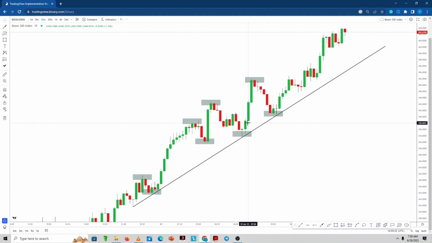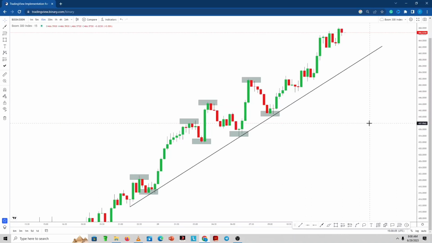Since we are trading spikes, and if we are trading Boom assets, we can understand that we are only looking for buys on Boom assets and we are looking for sells on Crash assets, because we are trading spikes alone. Since we have the Boom 300 asset here, we do not want to sell the market, but we want to buy the market. So we do not want to get involved in a bearish market.